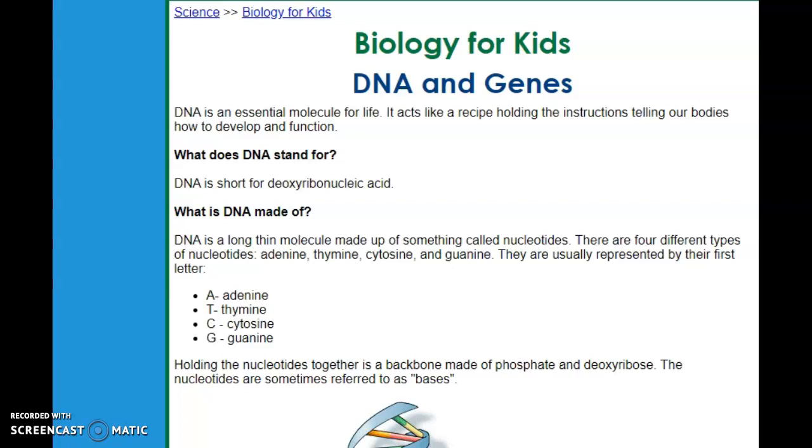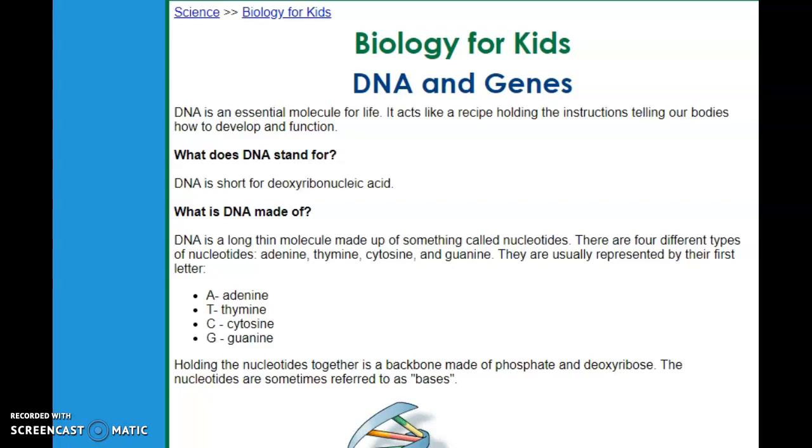DNA and genes. DNA is an essential molecule for life. It acts like a recipe holding the instructions telling our bodies how to develop and function. What does DNA stand for? DNA is short for deoxyribonucleic acid.